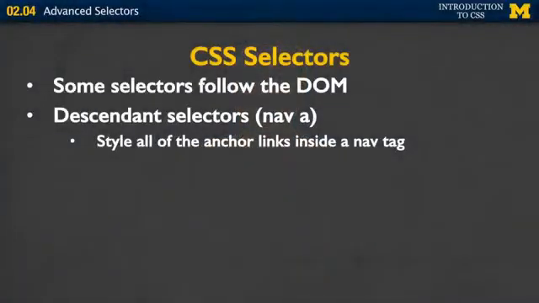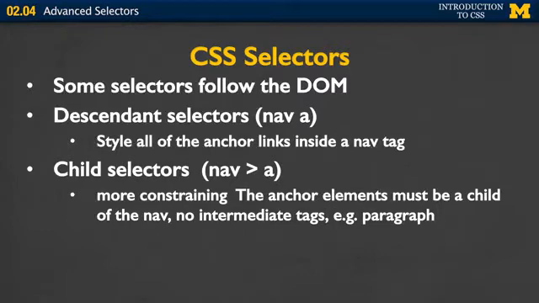So descendant selectors are a way to say, hey, if you're inside a nav tag, I want you to style all the links that are inside the nav tag. Instead of doing all of them, just those ones. If you want to be even more specific, you can use the child selectors. This rule is very similar, except it says all the A links need to be what we call direct descendants of the nav. If you have a paragraph in there and you have some links in there, ignore that. They need to be directly underneath each other.